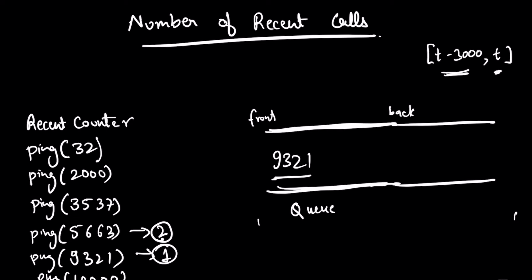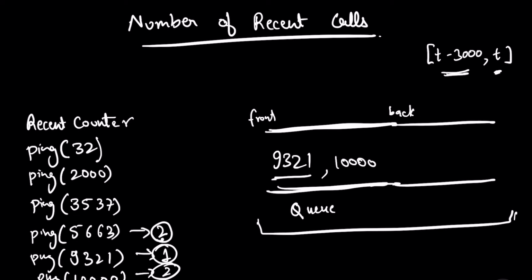Okay. Then we look at 10,000. All right. So for 10,000, we check the front of the queue, and 9321 actually isn't an outdated call because it doesn't happen before 10,000 minus 3000. It happens after that, right? So it's a recent call. That means that we just append 10,000 to the queue and return the length of the queue as the number of recent calls. So that's just 2, which means our answer is 2, right? This returning part is also done for the first 3 calls of the ping statement, which I didn't write explicitly here. But I hope you understand what the algorithm is. So let's move on to the implementation part now.